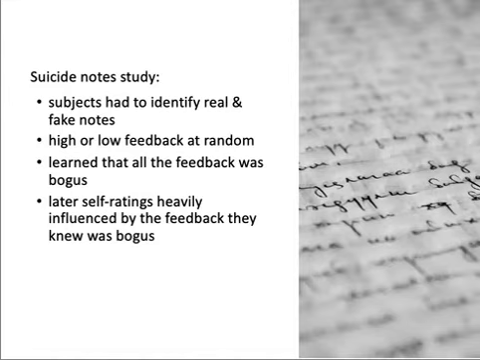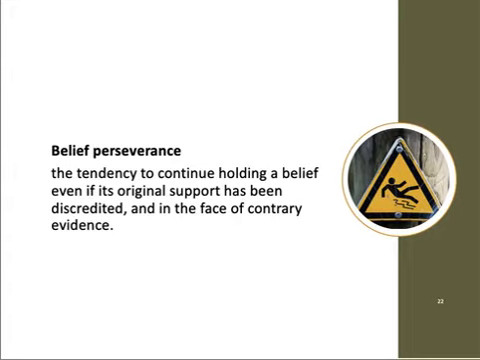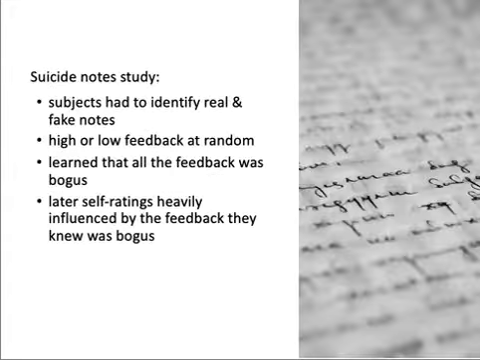Okay, so the idea here is that on the basis of this feedback about one's accuracy, one forms a belief that one is good at telling whether a note is real or not. And then even after you're told that the feedback you got, the basis of you thinking you're a good identifier, was bogus, you still hold on to the belief that you're pretty good. Okay, so this is a case where a belief perseveres even after its original support is discredited. And in the study, they found that people, in fact, are susceptible to this.